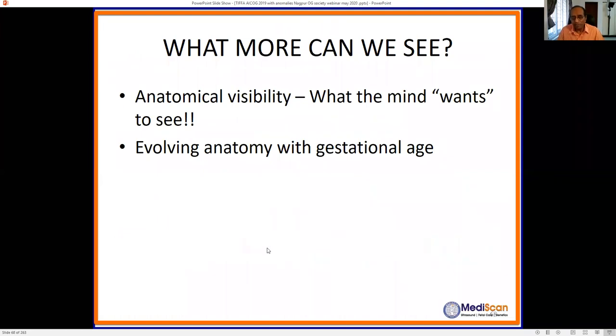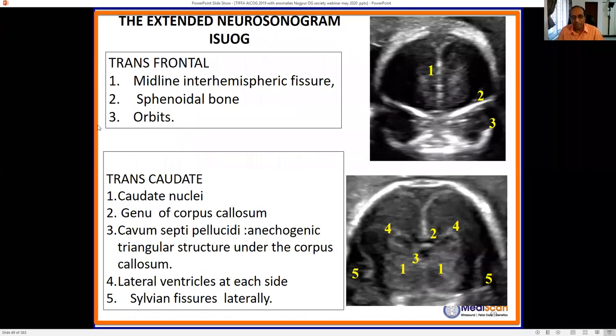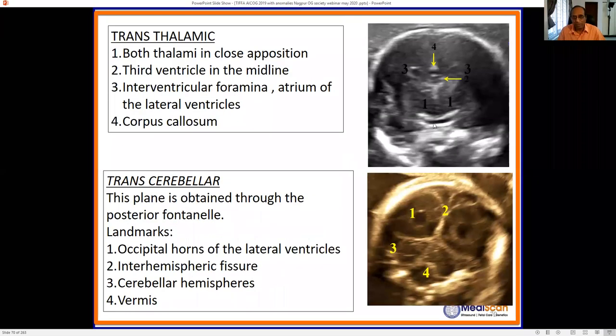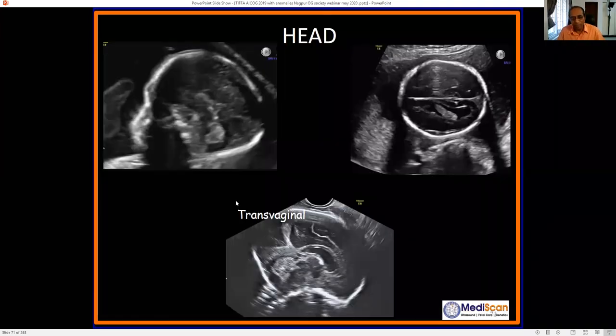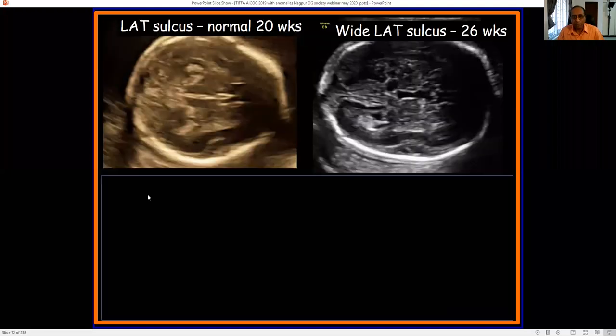Now, what more can we see? As I said, whatever the mind wants to see, there is evolving anatomy with gestational age. We have what is known as an extended neurosonogram. I'm not going to go into the details, but essentially this is to do a coronal section of the head where we can see the frontal horn, the caudate nuclei, thalami, the sphenoid bone, and the cavum septum pellucidum through the transthalamic plane and transcerebellar plane. We can look at the head in a completely different view. And we can do a transvaginal evaluation of the fetal head for greater anatomical detail.